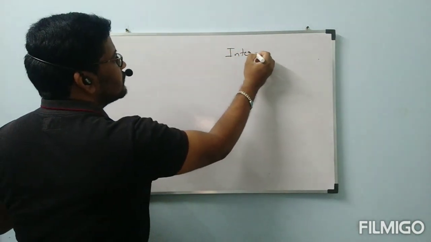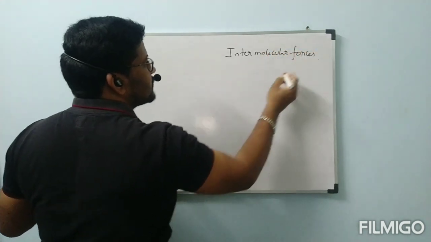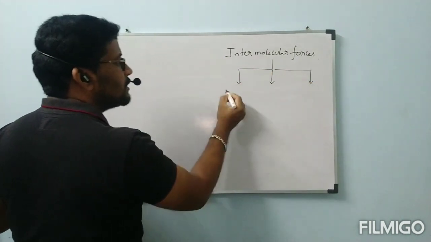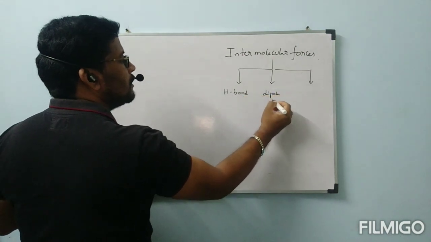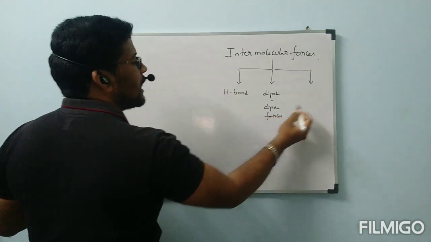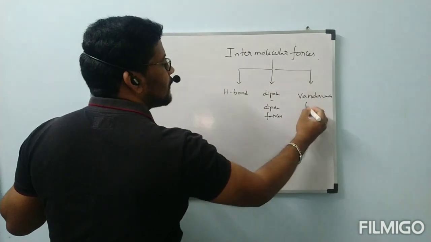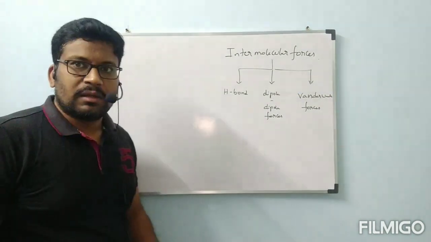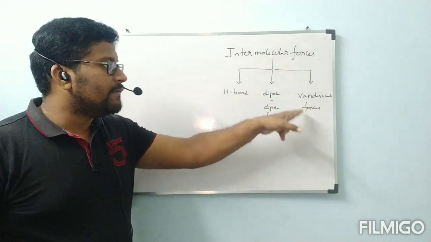Intermolecular forces are generally of three types. Those are hydrogen bond, dipole-dipole forces, and van der Waals forces. What are the three types of intermolecular forces? Hydrogen bond, dipole-dipole forces, van der Waals forces.